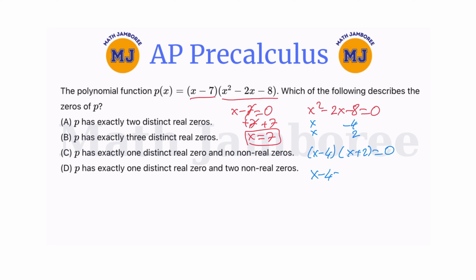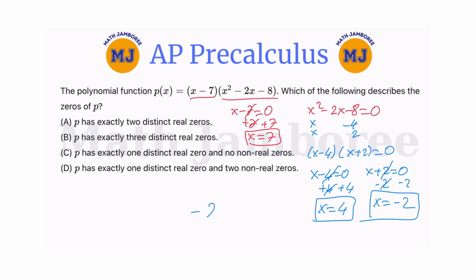Each will be solved separately by making them equal 0. We add 4 to each side this time, and take away 2 this time because they added 2 to x. So we have found that negative 2, 4, and 7 are the roots of this polynomial function. So the correct answer is: this polynomial has exactly 3 distinct real zeros, which is choice B.